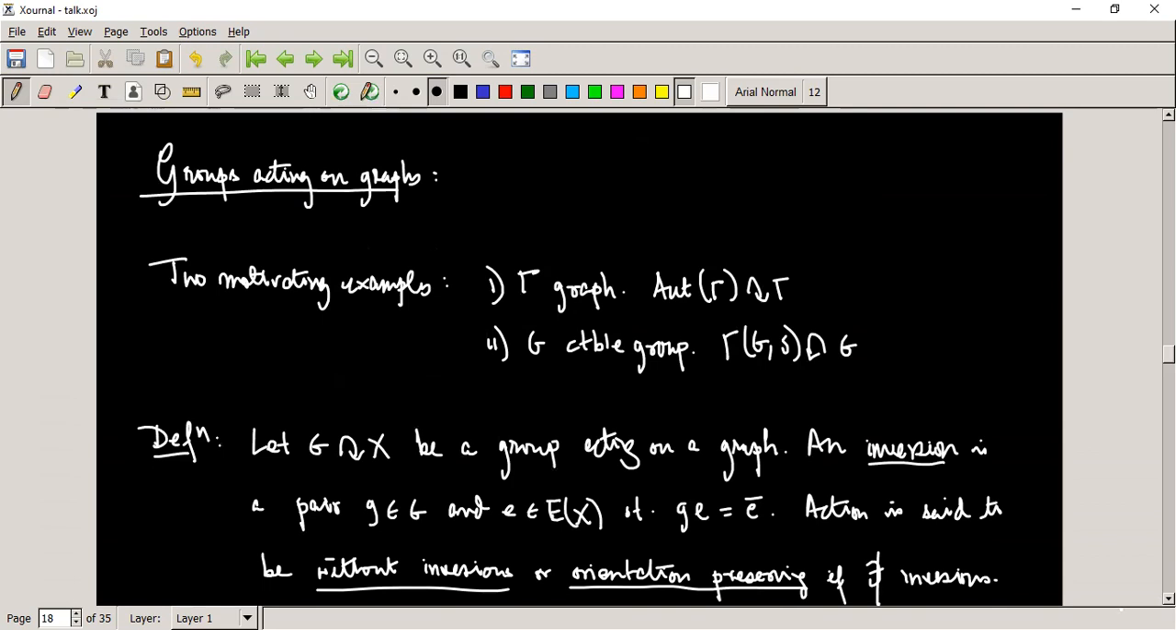So, okay, let's get to the meat of the matter. We'll prove the Nielsen-Schreier theorem. So we have seen two examples of groups acting on graphs up until now. One is the Cayley graph, where the group itself was acting on the Cayley graph, right? The group was acting on the Cayley graph.